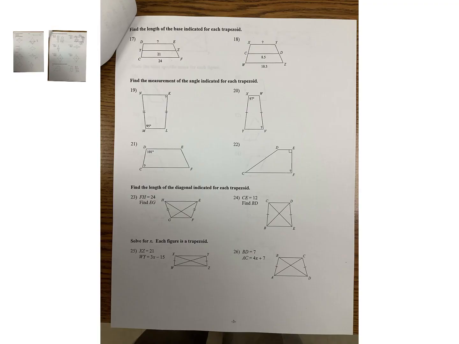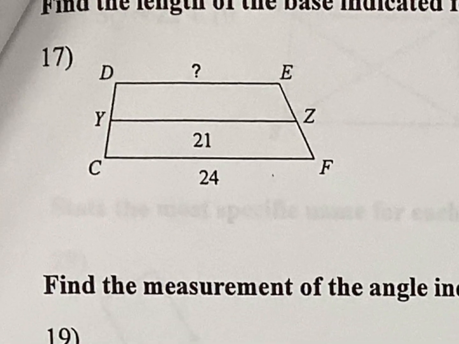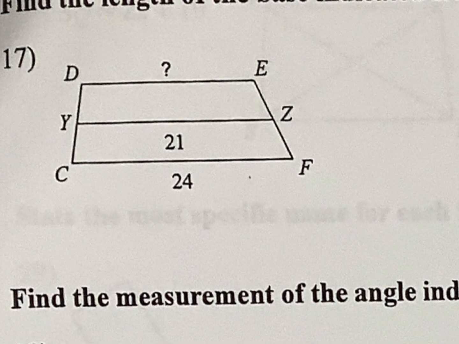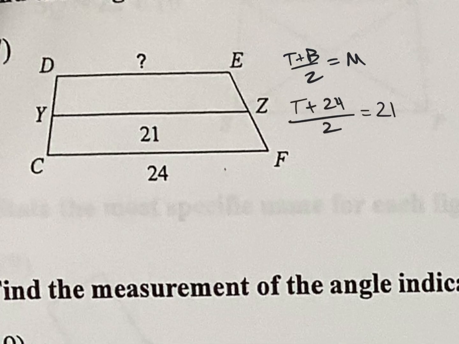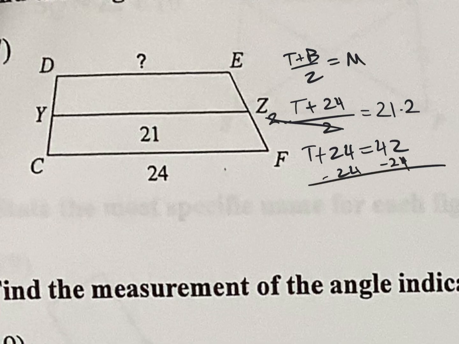All right, on page 3. Again, this is top plus the bottom divided by 2 equals the mid segment. We don't know the top. The bottom is 24. The mid segment is 21. So how do you solve this? Well, you need to remove your fraction by multiplying by the denominator. And then we subtract the 24. And the top must have been 18.